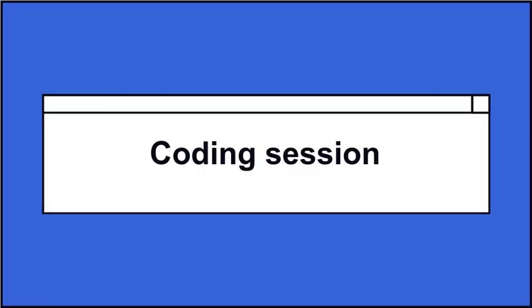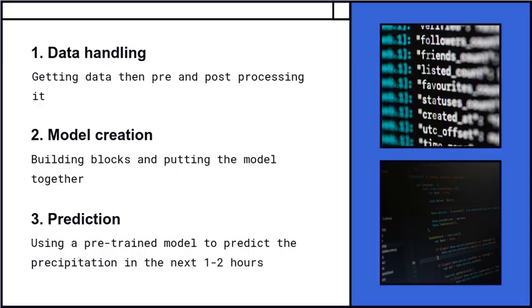Now let's jump to the coding session of this workshop. So the coding session will be mainly divided into 3 parts. In the first one we will see data handling. The second part we will create our model, and the third part we will be using a pre-trained model called RainNet to make predictions for a specified span of time.